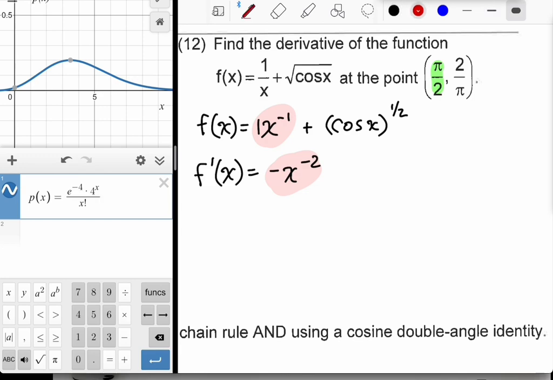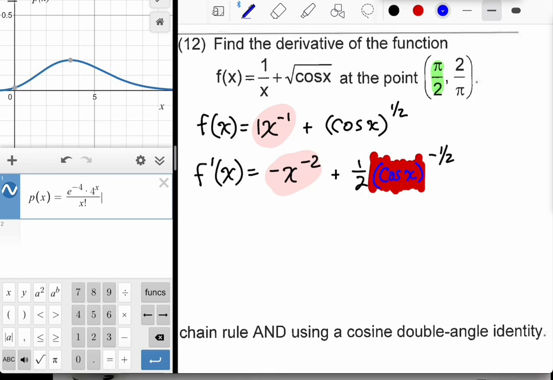So whether you like the U substitution method or the blob method, we're going to have to go after this using chain rule. All right, so I like the blob method. So I have blob to the 1/2 power. So the derivative of that would be 1/2 blob to the negative 1/2 power, with that blob itself being cosine of x.